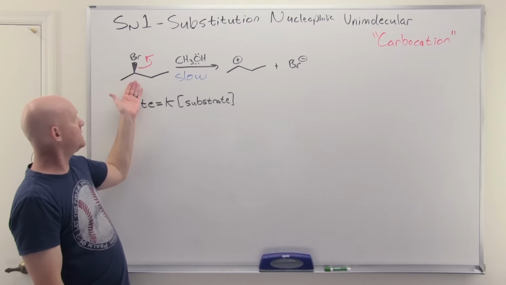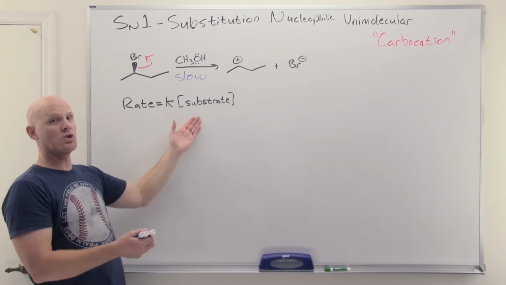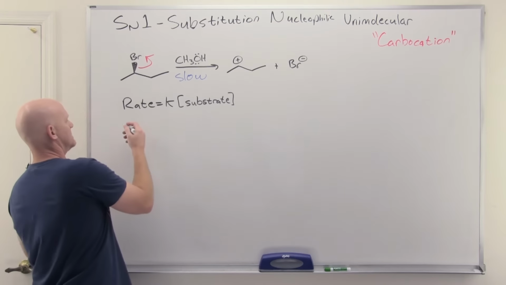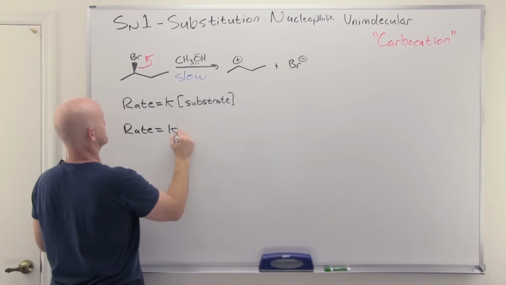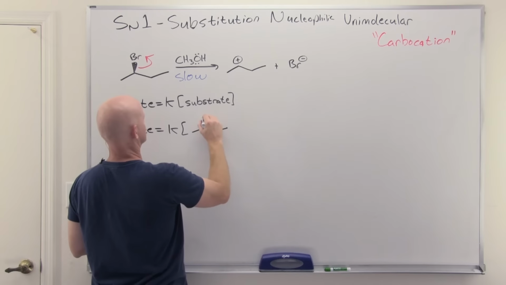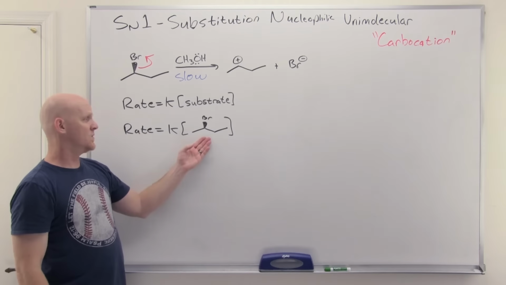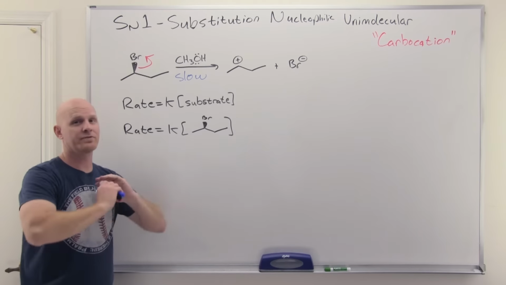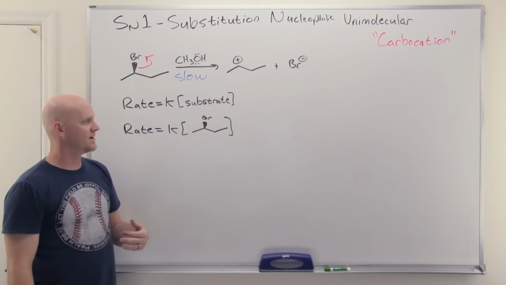Cool, and because only our substrate, in this case 2-bromobutane, is involved, that's why he's the only one showing up in the rate law. So if we write the specific rate law in this case, there's your 2-bromobutane. You double his concentration, the rate doubles. Done. That's all you want to know about this guy here.